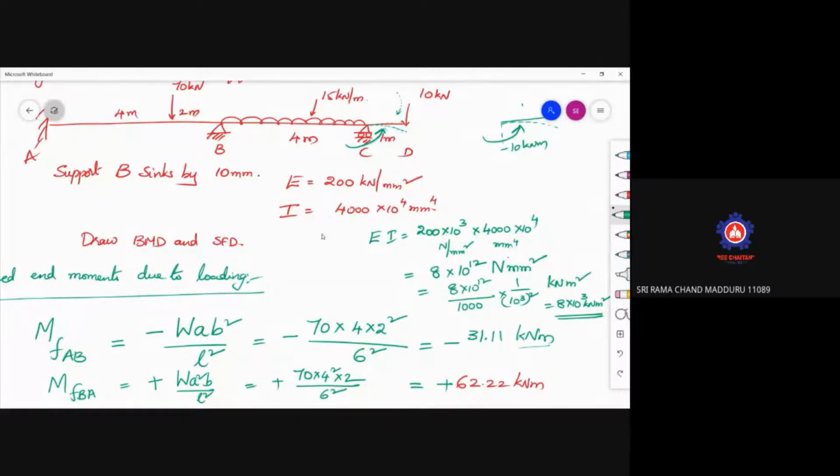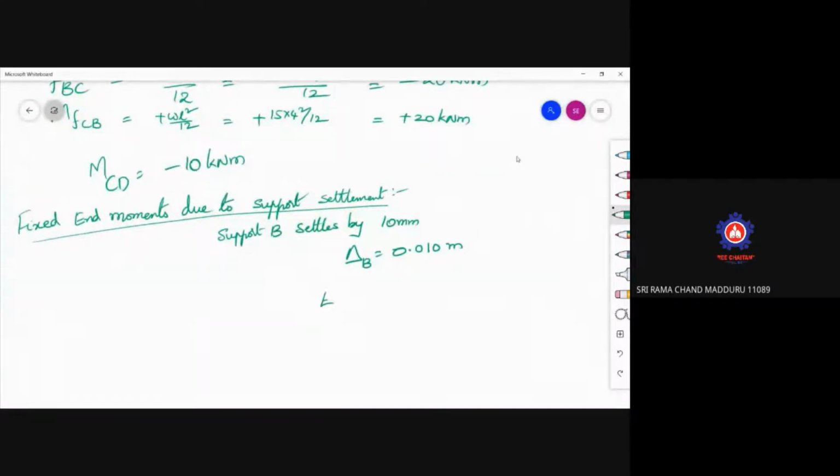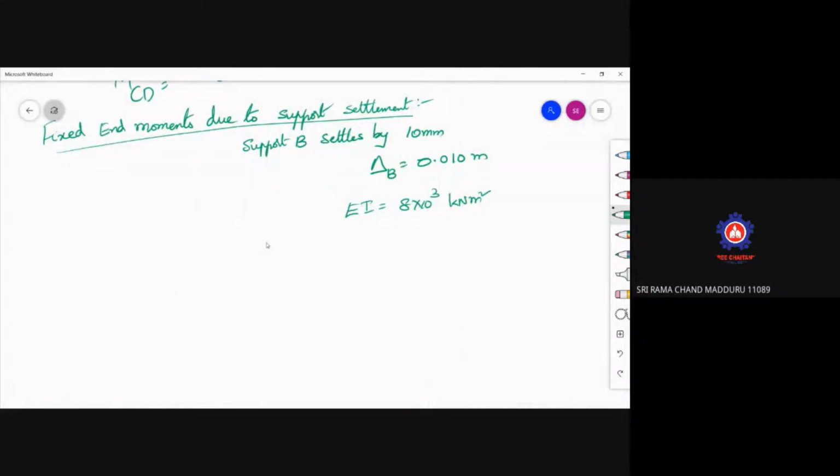So now write down this here. EI is equal to 8 into 10 cube kilonewton meter square. So which is called as flexural rigidity. Now coming to span AB. First of all, take span AB.